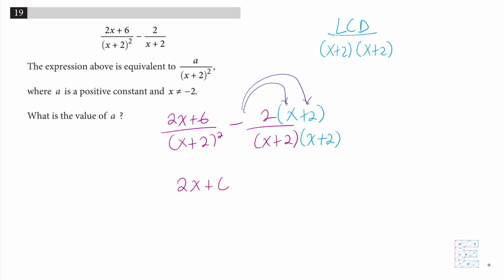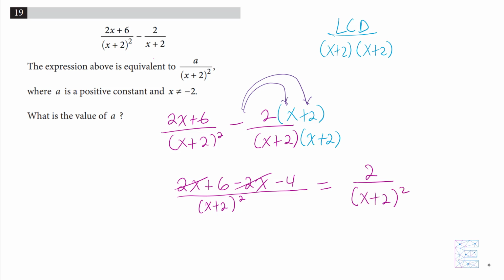So what do we have left? Well, the first part is 2x plus 6, nothing changed. And then we now have minus 2x minus 4. All of this over our LCD, which we found out to be x plus 2 squared. I don't want to have to write x plus 2, x plus 2. I'm just going to take the easier route and just write x plus 2 squared. For the numerator, we have like terms. We can actually combine like terms here. So 2x minus 2x, those cancel out, and we are left with 6 minus 4, which is 2, over x plus 2 squared.